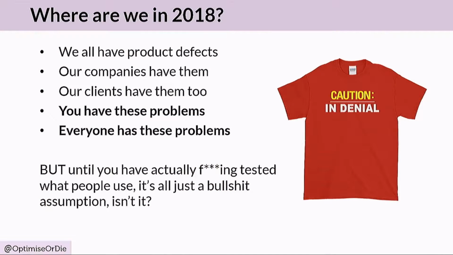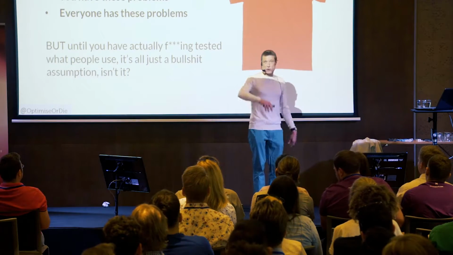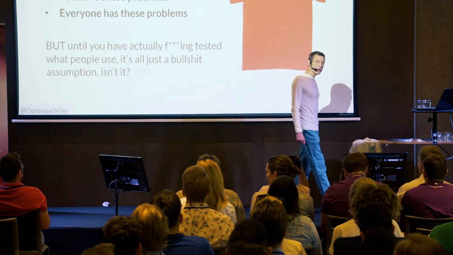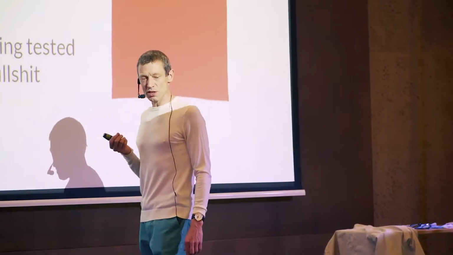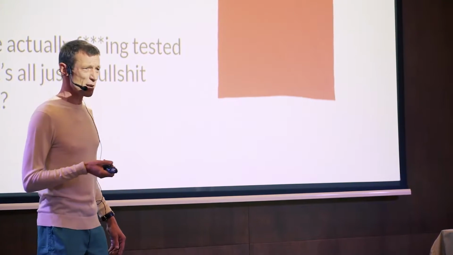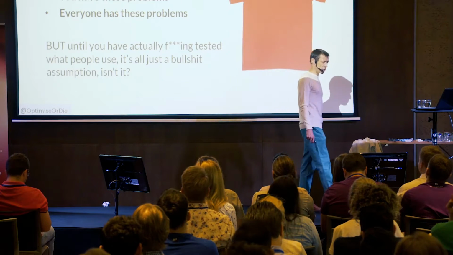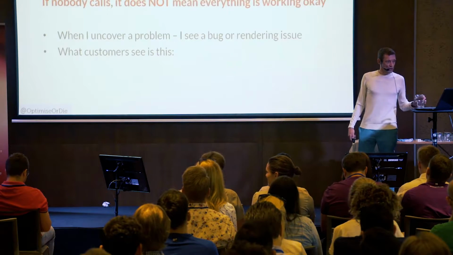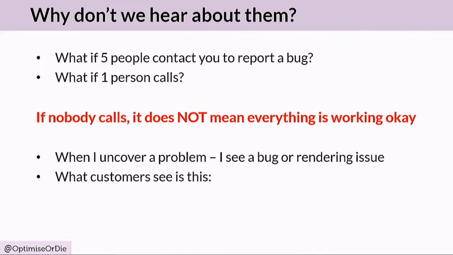The problem is we all have product defects. We just don't know precisely where they are or how much they're costing us. My clients have them. Your clients have them. If you have a website, you do have these problems. Everyone has these problems. But you're in denial about precisely what the problems are until you've actually fucking tested what people use. It's just a bullshit assumption. It's like a throwaway statement. Yeah, we test on all the popular stuff. Yeah, our site works on all the mobiles. And if there was just one thing that people could do, it would really help. And we'll get to that.